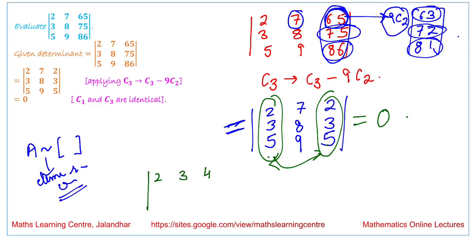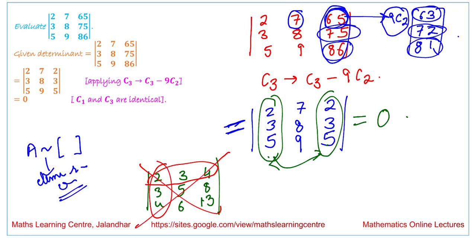An important thing to note is that sometimes students make the mistake: suppose the matrix is 2, 3, 4, 2, 3, 4, 5, 8, 6, 13. They say this row is 2, 3, 4 and this is 2, 3, 4. They are the same, so the determinant must be 0. It might be 0, but we cannot say that this row and this column are equal, so it need not be 0.